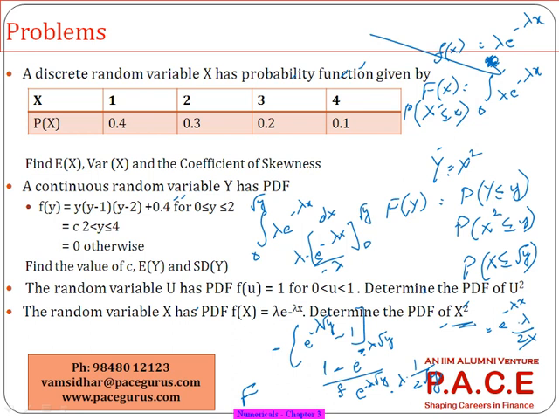So the most common questions in this are only of three types. Either he could give you a discrete PDF and ask you to find the expected values, the variance, standard deviations and all, or a continuous distribution and ask you to find that, or a transformation of the distribution, giving you one distribution and asking you to find the PDF of something else, right?